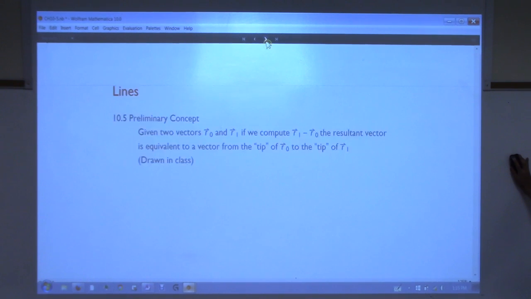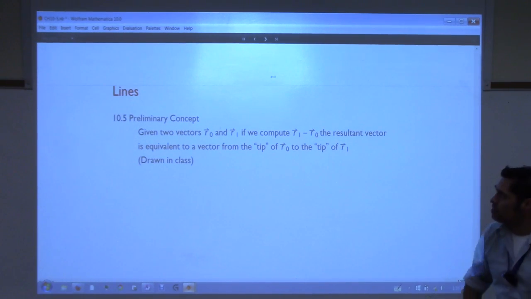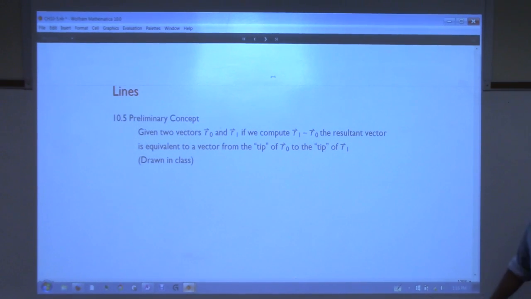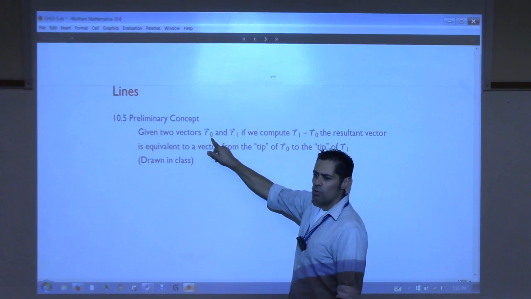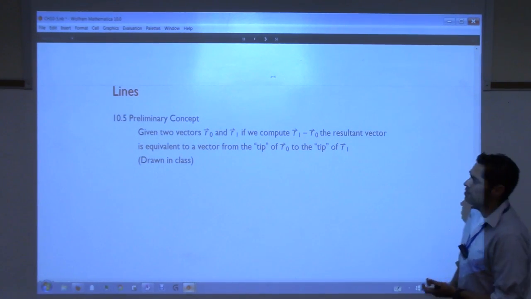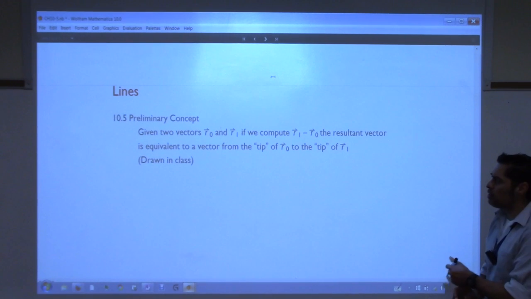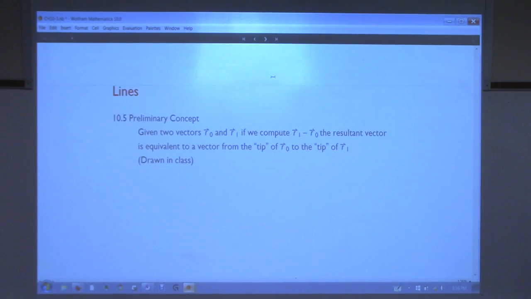So let's take a look first at a line. First, some preliminary concepts. If you're given 2 vectors, we're going to call this R0 and call this R1. So someone gives you 2 vectors. If you're asked to compute R1 minus R0, the resultant vector is equal to a vector from the tip of R0 to the tip of R1.